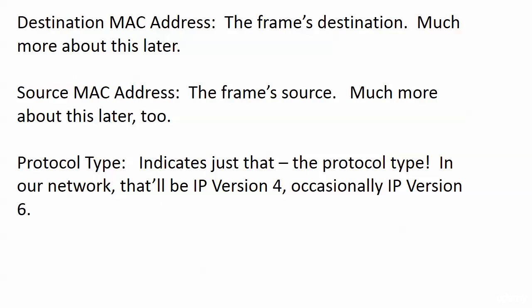Now, the protocol type indicates the protocol type. What else are you going to say about it? In our network, that'll be IP version 4 for almost all of the cores. And then in the IP version 6 section, of course, that would reflect IPv6.